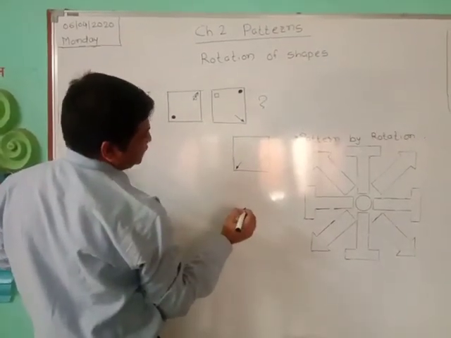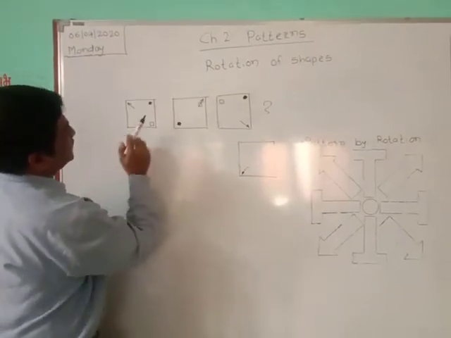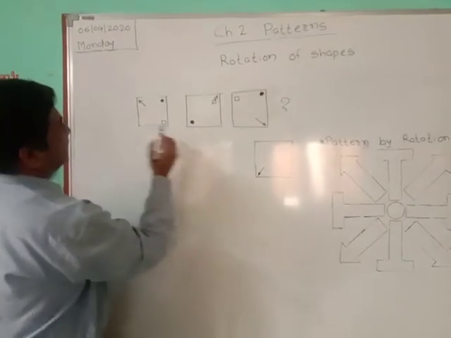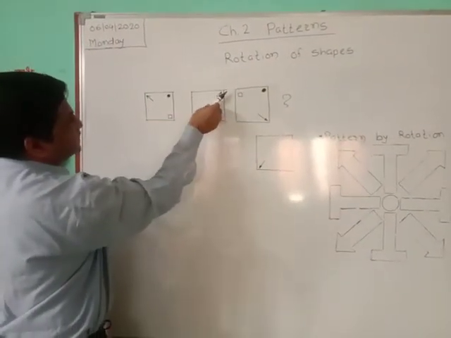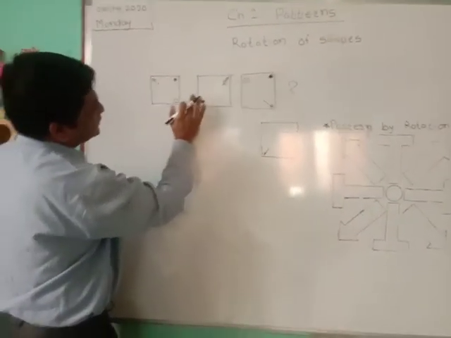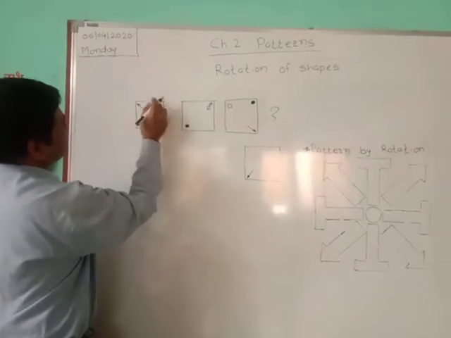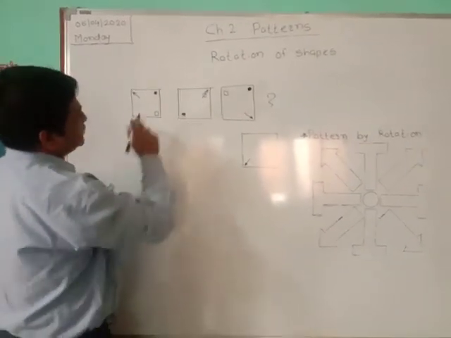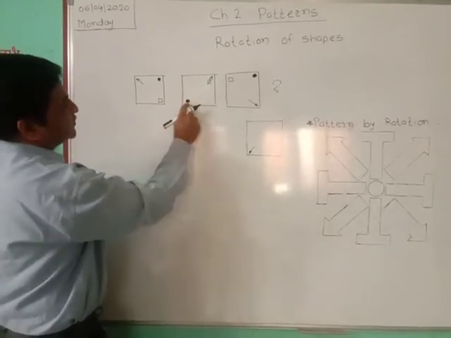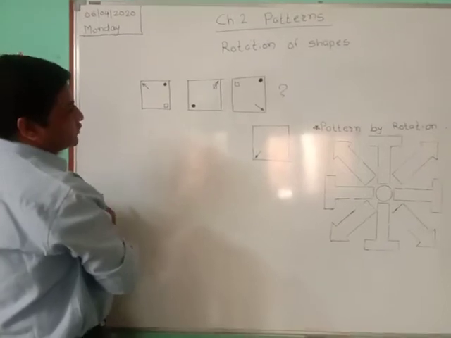Now you can see that this particular dot is in the right corner. Consider this square without any other figures, and we have rotated this square about the center in anti-clockwise direction or clockwise direction through 180 degrees. In this case, the dot will come to the left bottom corner.